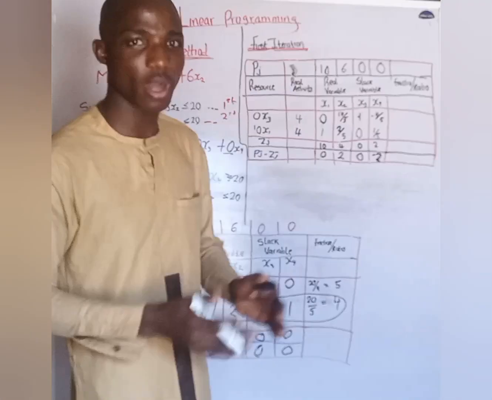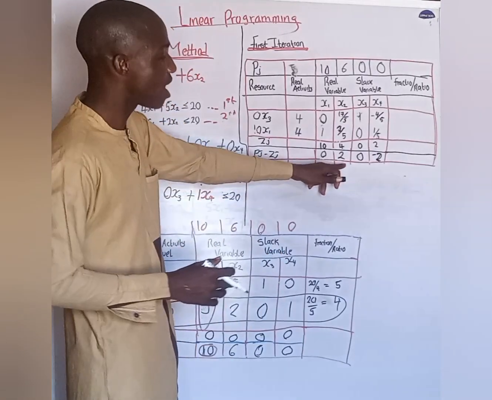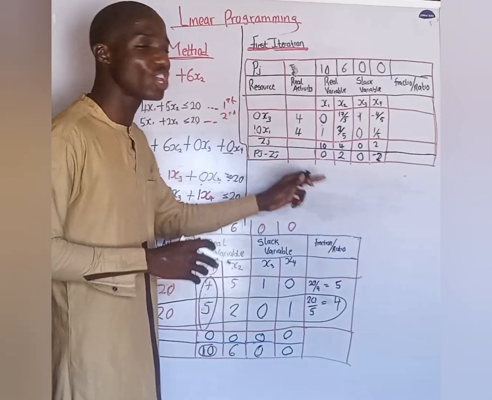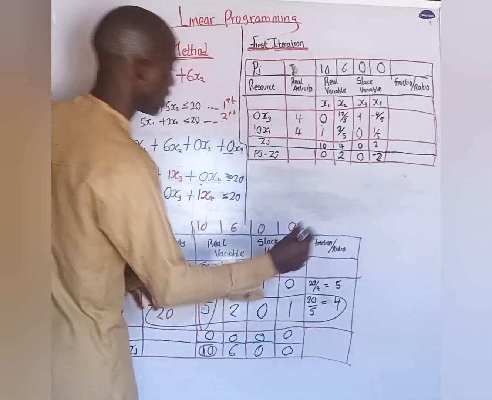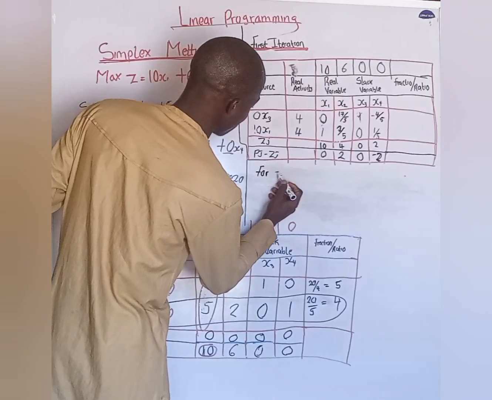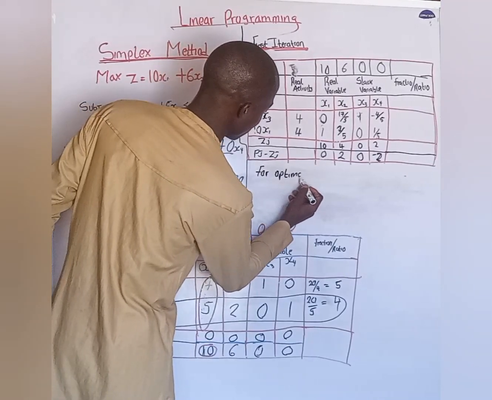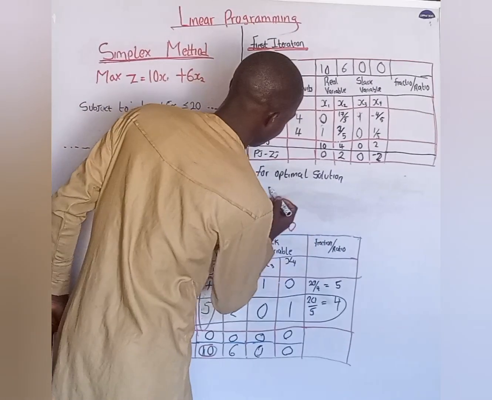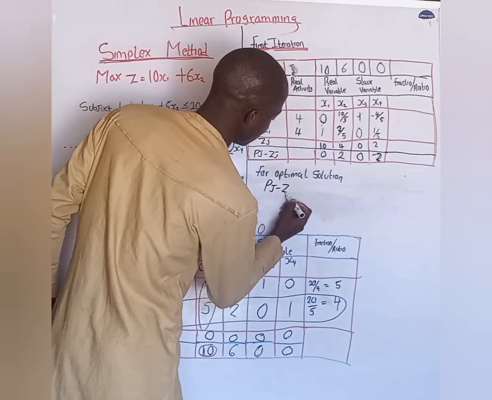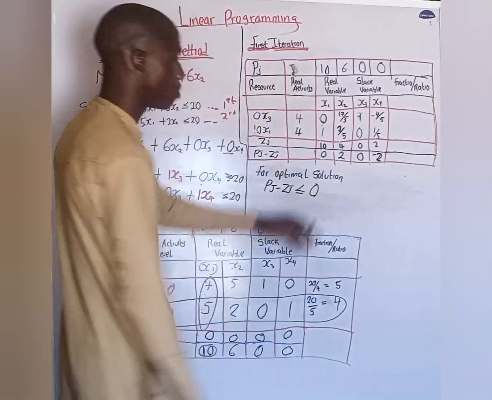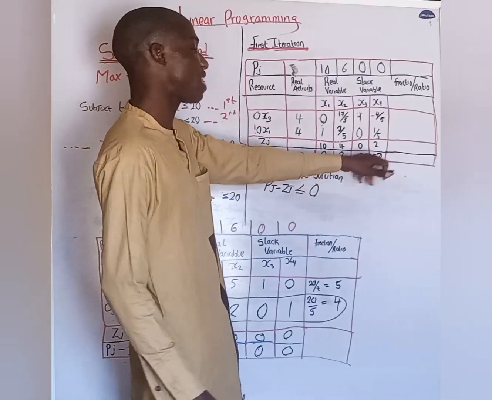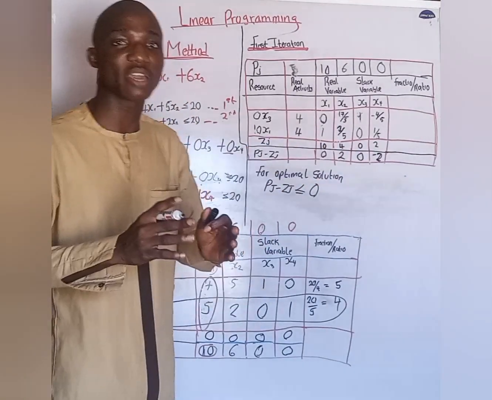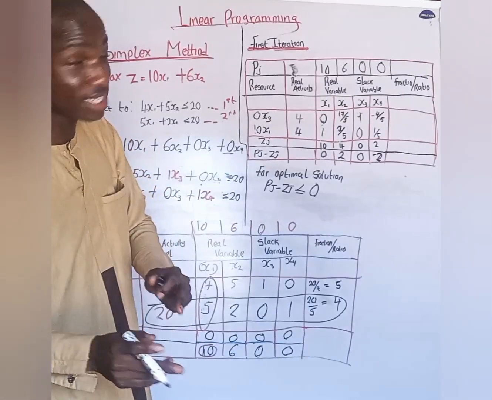We have not gotten our optimal solution because, for us to attain an optimal solution, this pj minus zj must be less than or equal to 0. That is, for optimal solution, pj minus zj must be less than or equal to 0. But in this place, I have 0, I have 2, I have 0, I have negative 2. So therefore, this is not an optimal solution. I will proceed to the second iteration. Are you getting it?